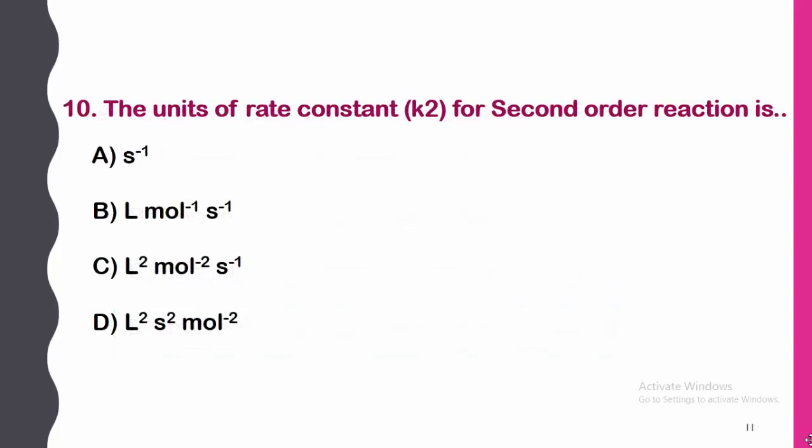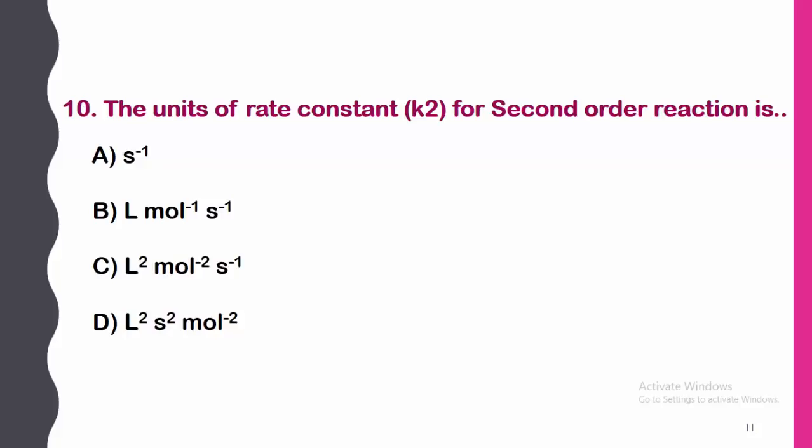A very important question, and again a very simple question. The units of the rate constant K2, that is for a second order reaction. Here for our convenience, for a second order reaction we write the rate constant as K2. Options: A, per second; B, liter per mole per second; C, liter square per mole square per second; and D, liter square second square per mole square. Very simple. Again in front of you I will put the formula.